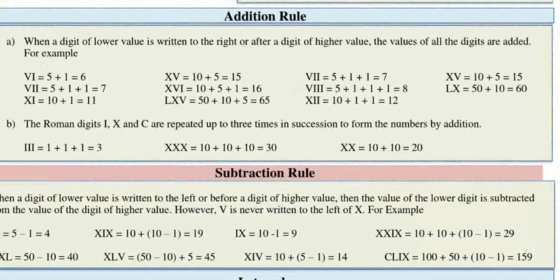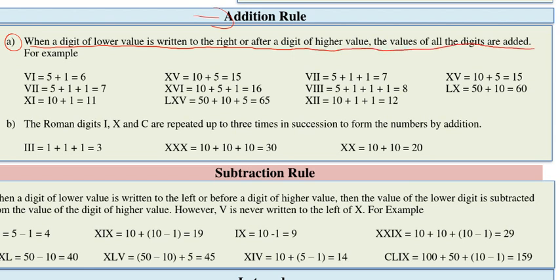If we make a dish, we have a recipe for that. Same goes here with Roman numerals. We have some rules for writing Roman numerals. Rule A: when a digit of lower value is written to the right, or after, a digit of higher value, the values of all digits are added.